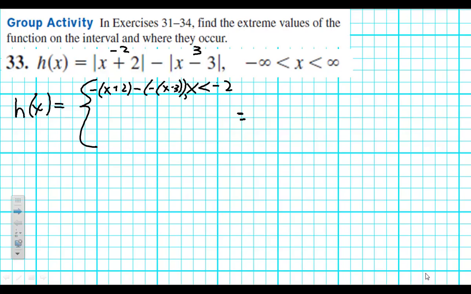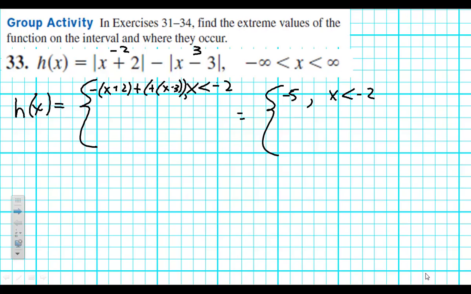And if I want to clean that up a little bit, I got negative x plus an x, negative x plus an x. Those two negatives, well, it's a negative negative. So I got no x's, and I've got -2 plus -3. It looks like I've got -5 while x is less than -2. That's what I think that function looks like.